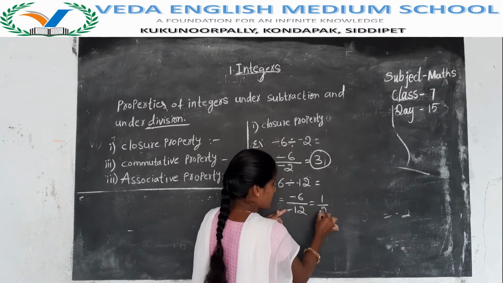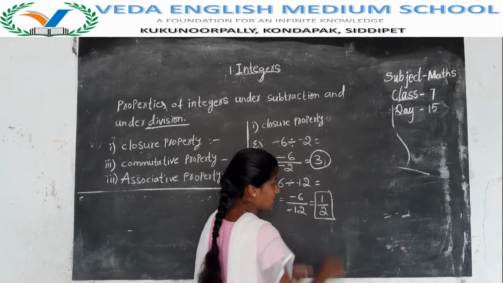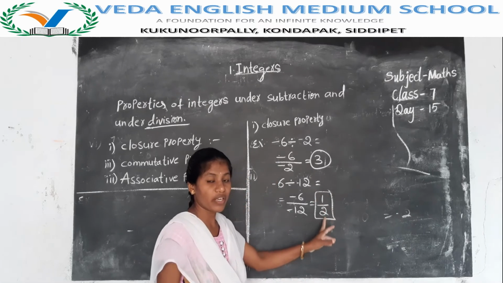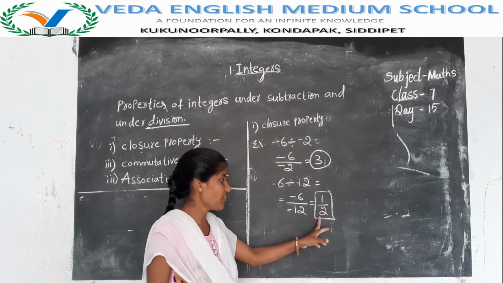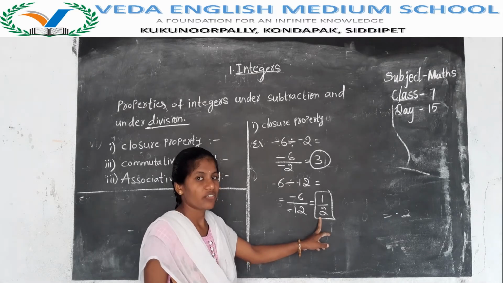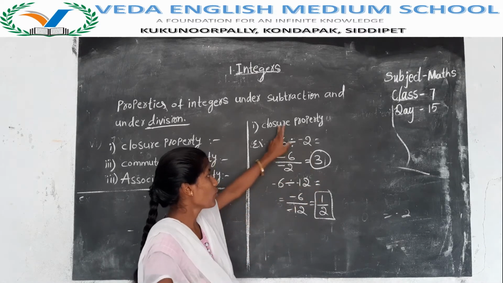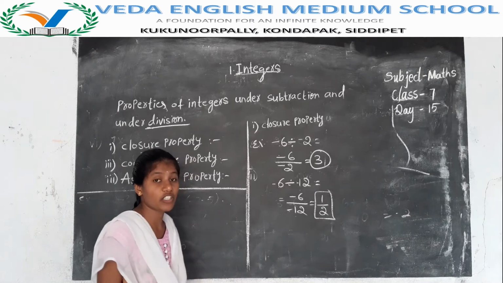Now it gives the answer as minus 1 by 2. It gives the answer as 1 by 2. That means 1 by 2 is a fraction. It is a fraction. That means closure property under division is not possible.